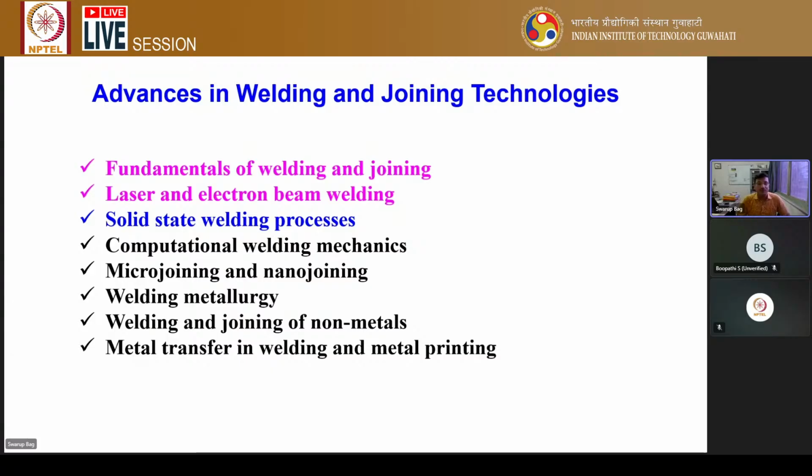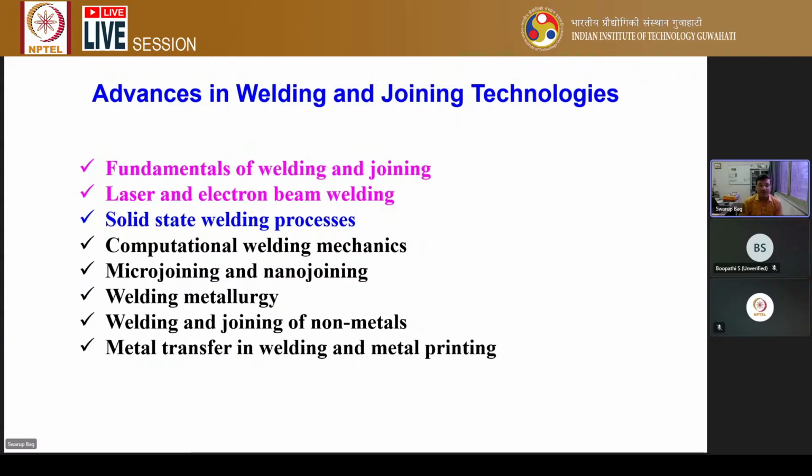Then we mainly focus on the micro joining and nano joining applications. In micro joining, we can find lots of application in medical devices or that industry. So that's why I covered this micro joining process. Micro joining is not a very specific welding process. It may be the scaling down of the conventional welding processes, but the application can be in very small size components, mainly in the medical industry. So I have tried to cover that in this particular module.